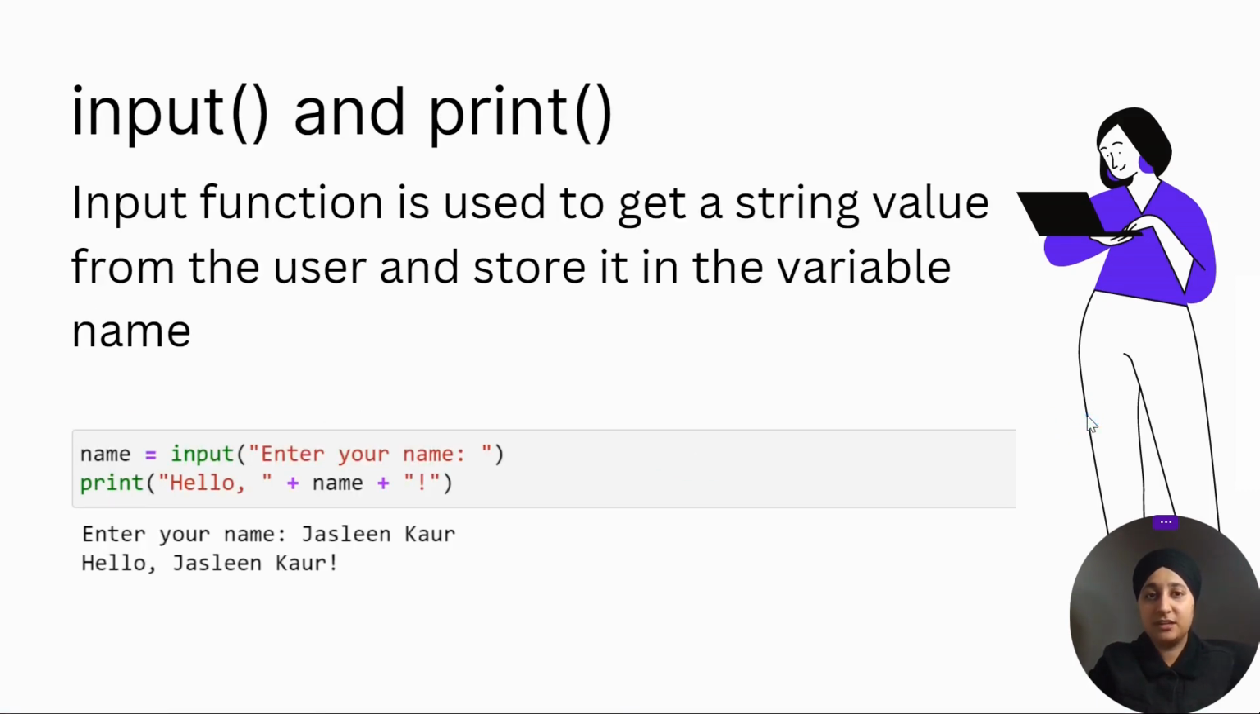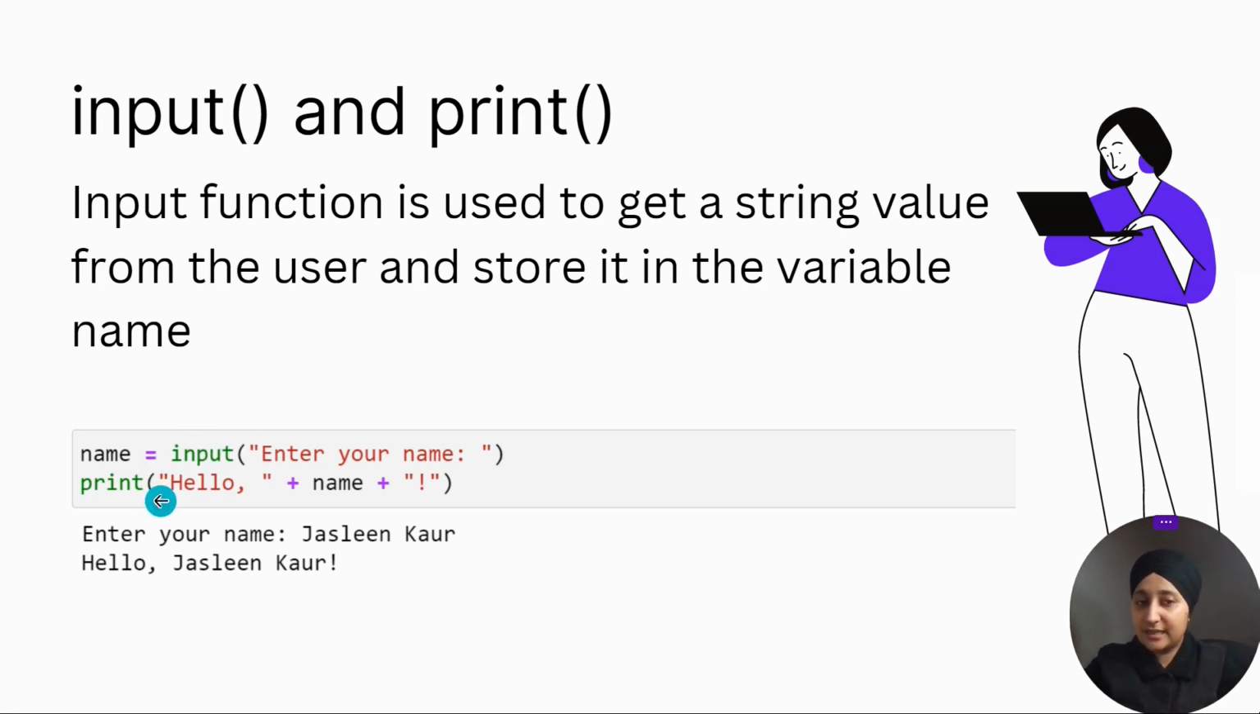So now we have the input and print functions. The input function is used to get a string value from the user and store it in the variable name. And the print function, we know this is used to print something, right? So you can see here, name is a variable that is equal to input. And within the parentheses of this input function, we are using a string, enter your name.